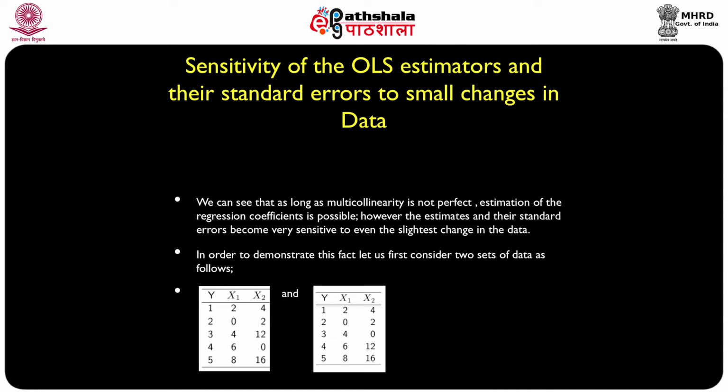However, the estimates and their standard errors become very sensitive to even the slightest change in the dataset, which again is evidence of multicollinearity. In order to demonstrate this fact, let us first consider two sets of data as follows. In each of these datasets, we have a y variable, which is the dependent variable, and we have two explanatory variables x1 and x2 in each case.